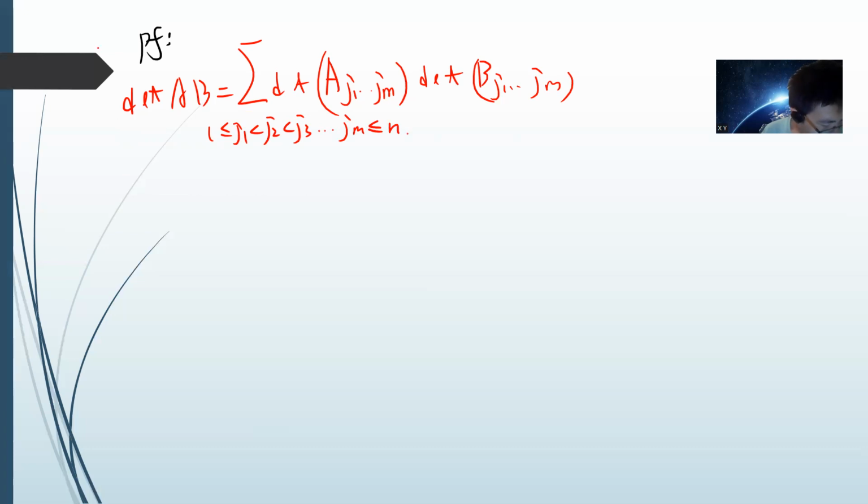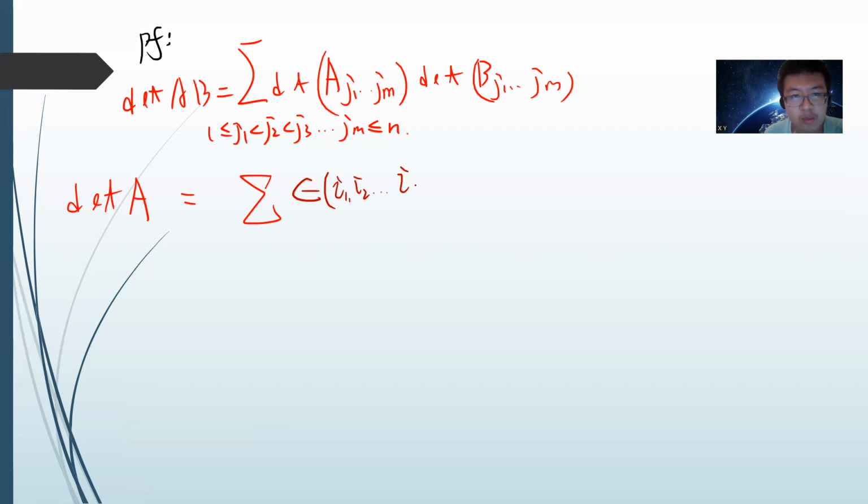Okay, before we do this, let me first recall the definition of determinant, right? So the determinant of A will be, let me write this using this notation. There's a -1 sign. Let me write a tensor epsilon, with indices I1, I2, up to IN. Let's say this is n by n. And then we take the product of the A entries.